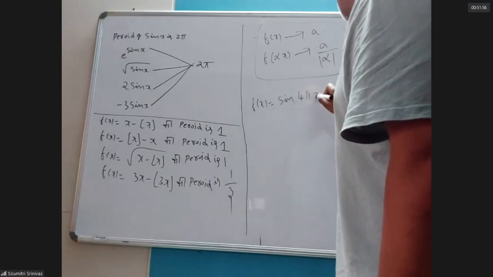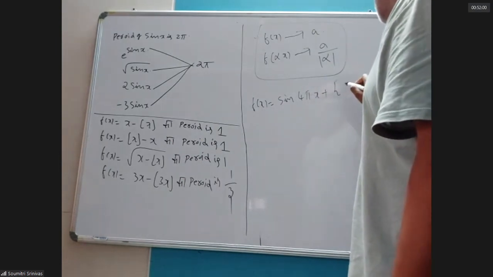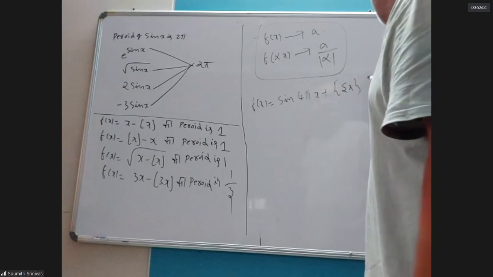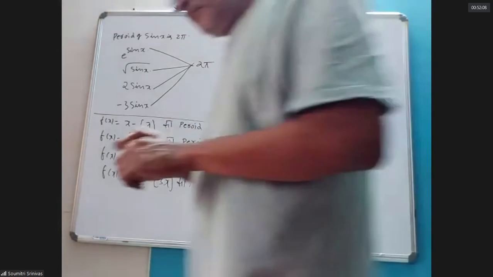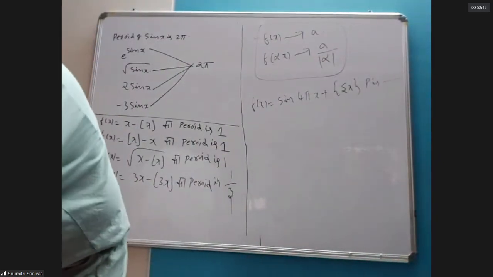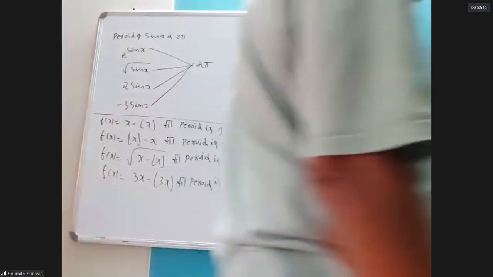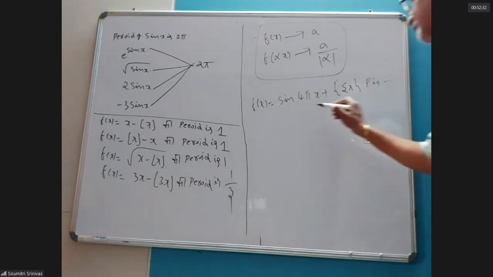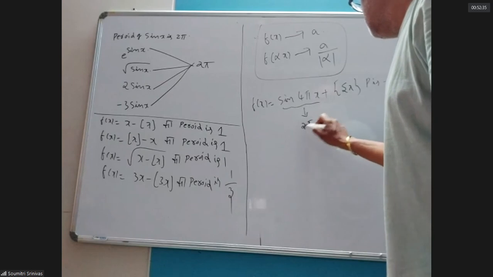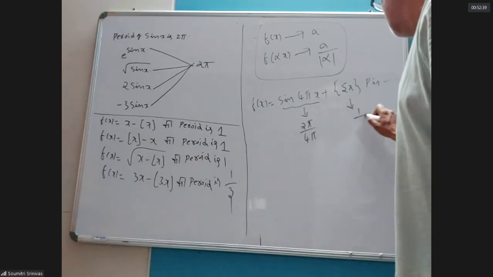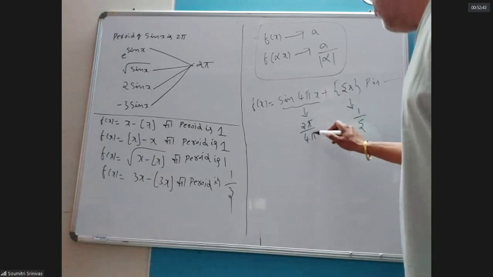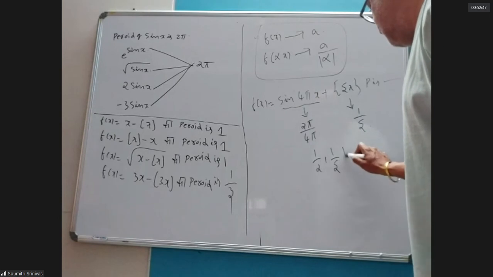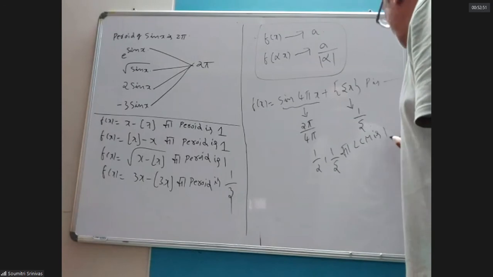Sine 4 pi x plus fractional part of 5x. Period is dash. What is the period of this? 1/2, 2 pi by 4 pi. The period of the other is 1/5. The LCM of 1/2 and 1/5, what's the LCM? One. That you can leave.